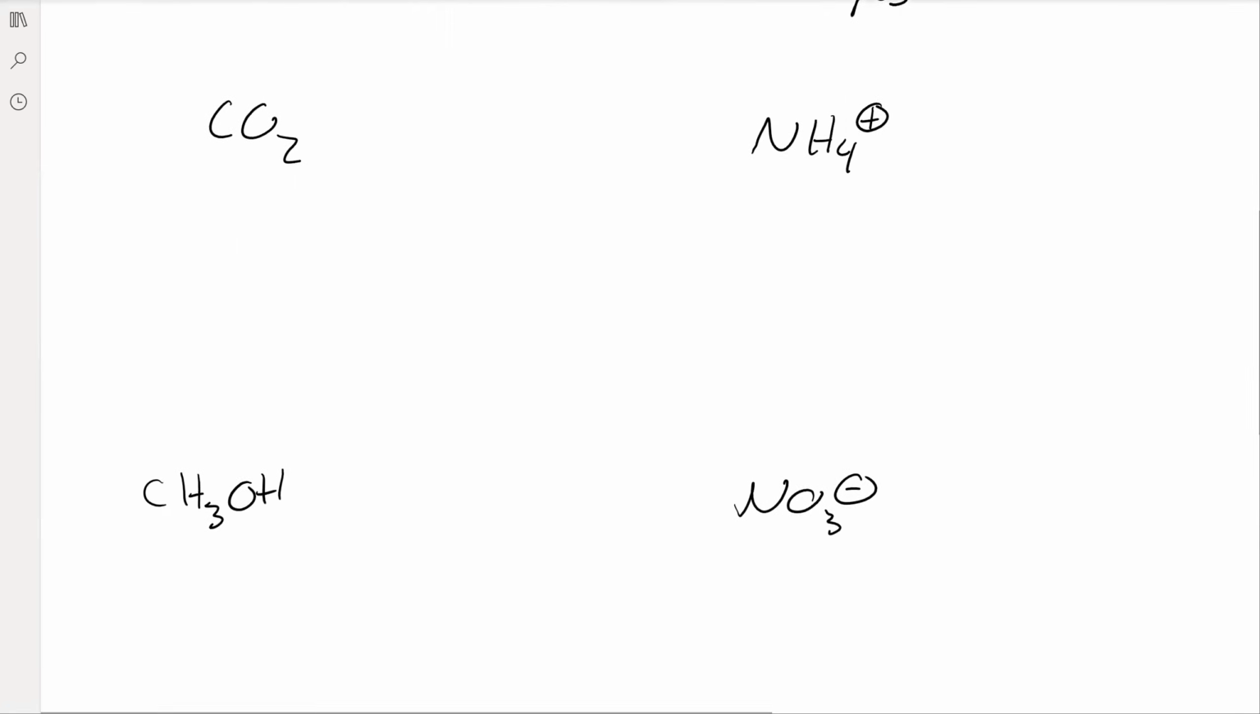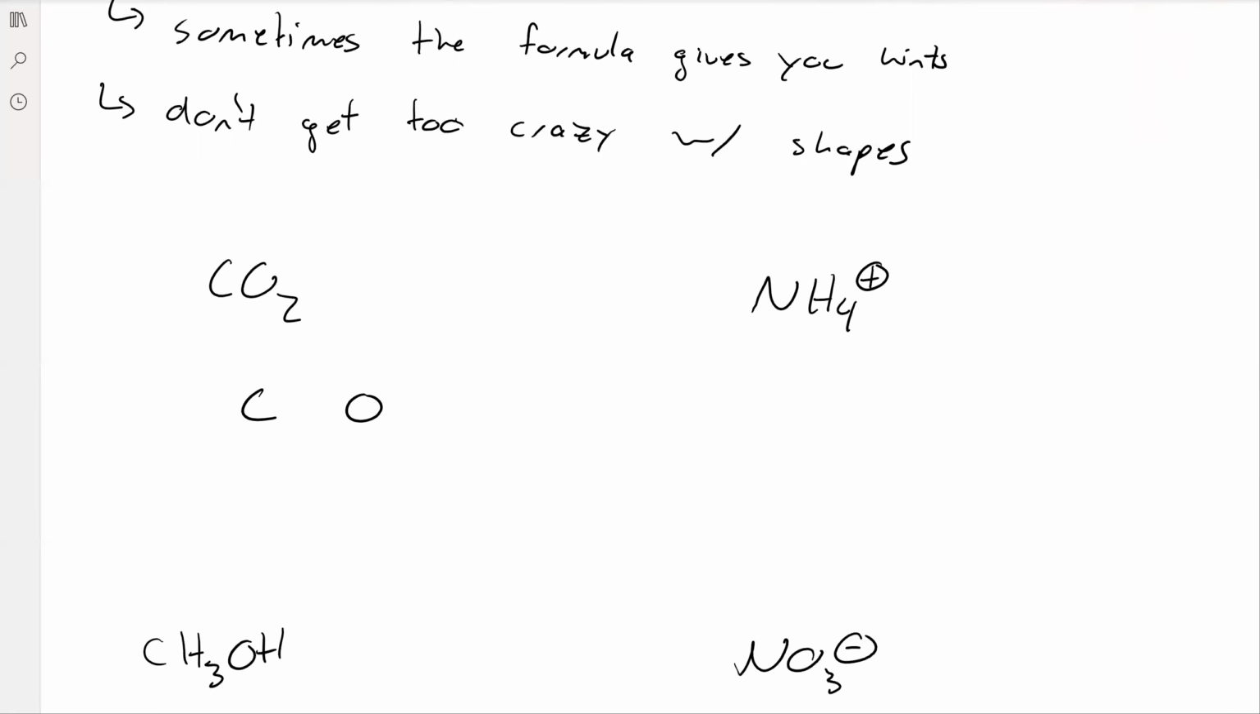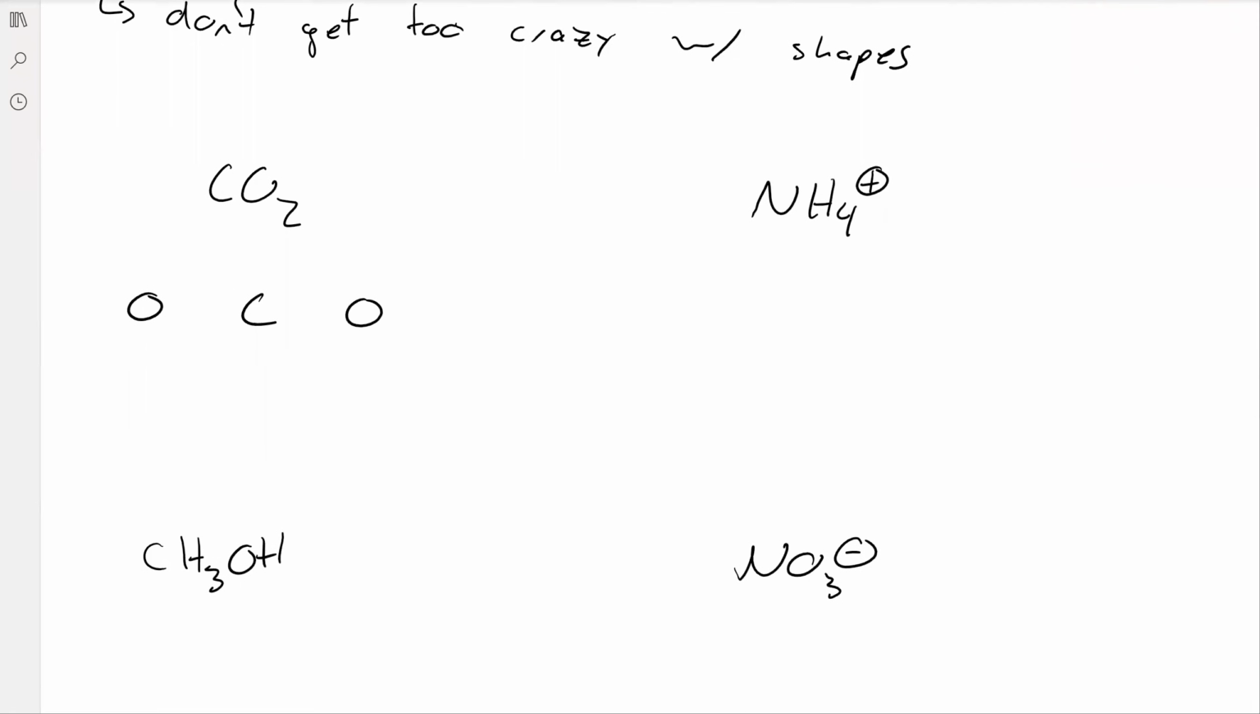All right, so CO2, if we think about it, carbon is going to be the less electronegative, right? Oxygen is further to the right, carbon is further to the left, so the carbon is less electronegative. So that's what goes in the center, and then we'll just put the oxygens around it. Keep it simple. After that, we have ammonium. Hydrogen always has to be terminal, so we're going to put the nitrogen in the center, and then surround it with 4 hydrogens.